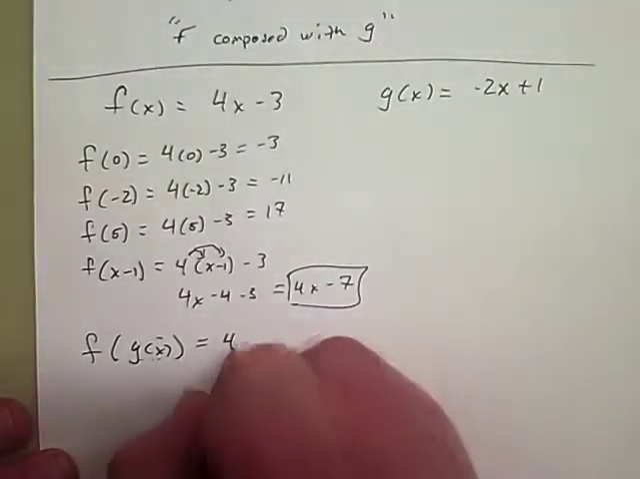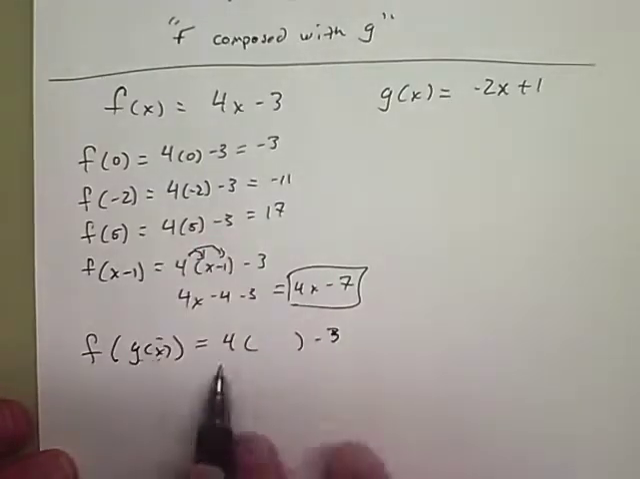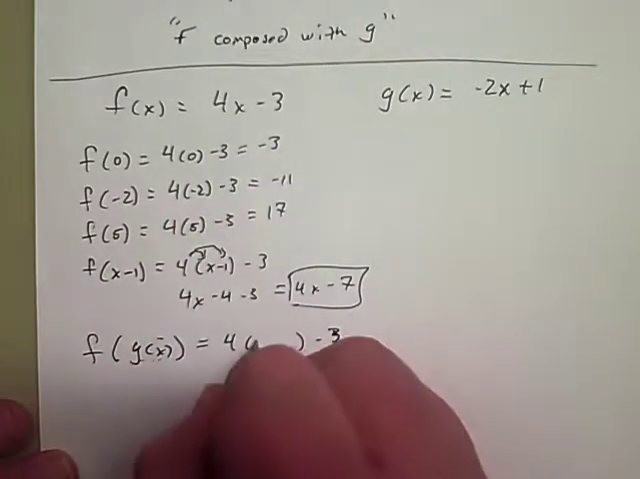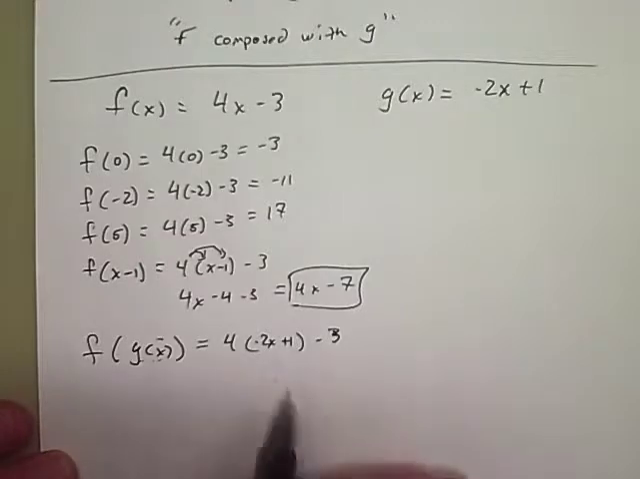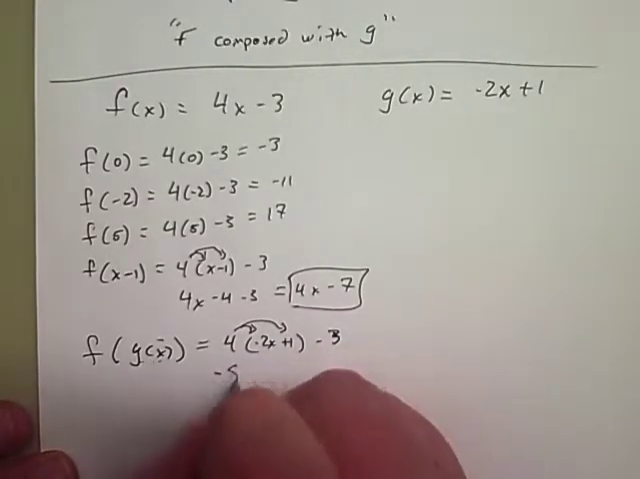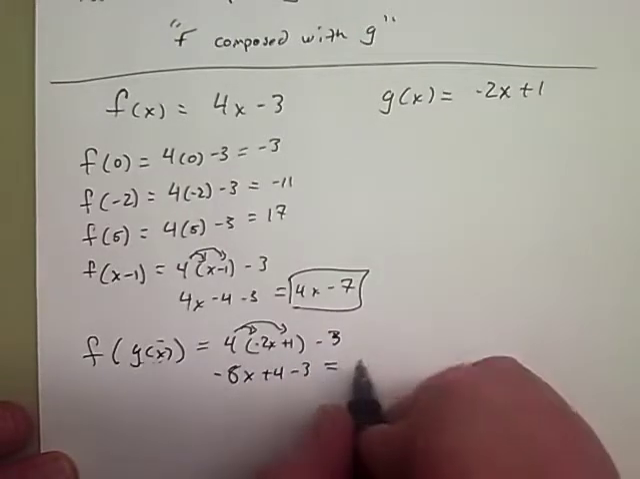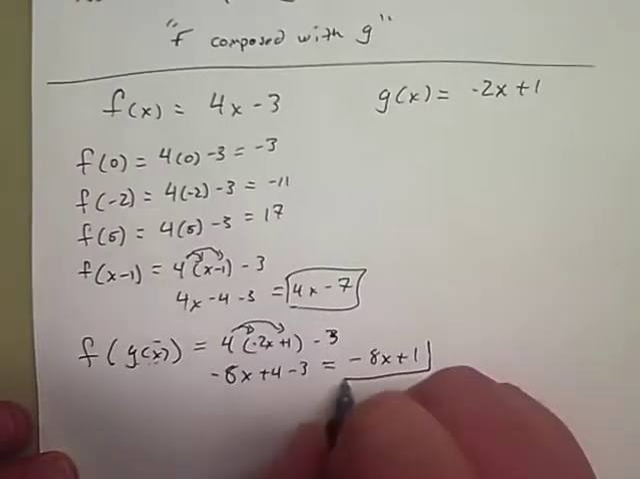So here I'm going to write 4x minus 3, but inside here I'm going to give it a negative 2x plus 1. And now I'm going to distribute, red rover, let the 4 come over. So I get negative 8x plus 4 minus 3, which simplifies to just negative 8x plus 1.